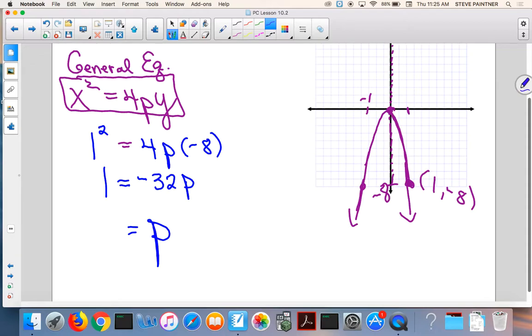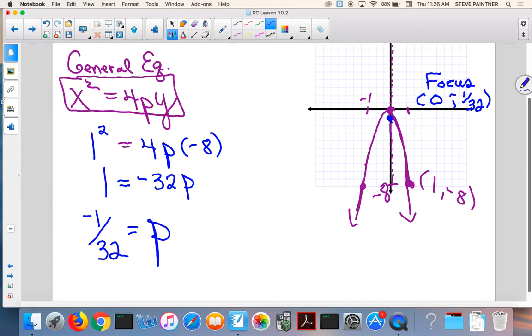So plug in your point that they gave you. What'd you get? Yep. It's a very, very small distance. Tiny distance. So it's very, very difficult for me to graph that. So there it is. What is the focus? Give me the point. How would I write that as a point? Right. So that's the focus. It's just down 1/32.